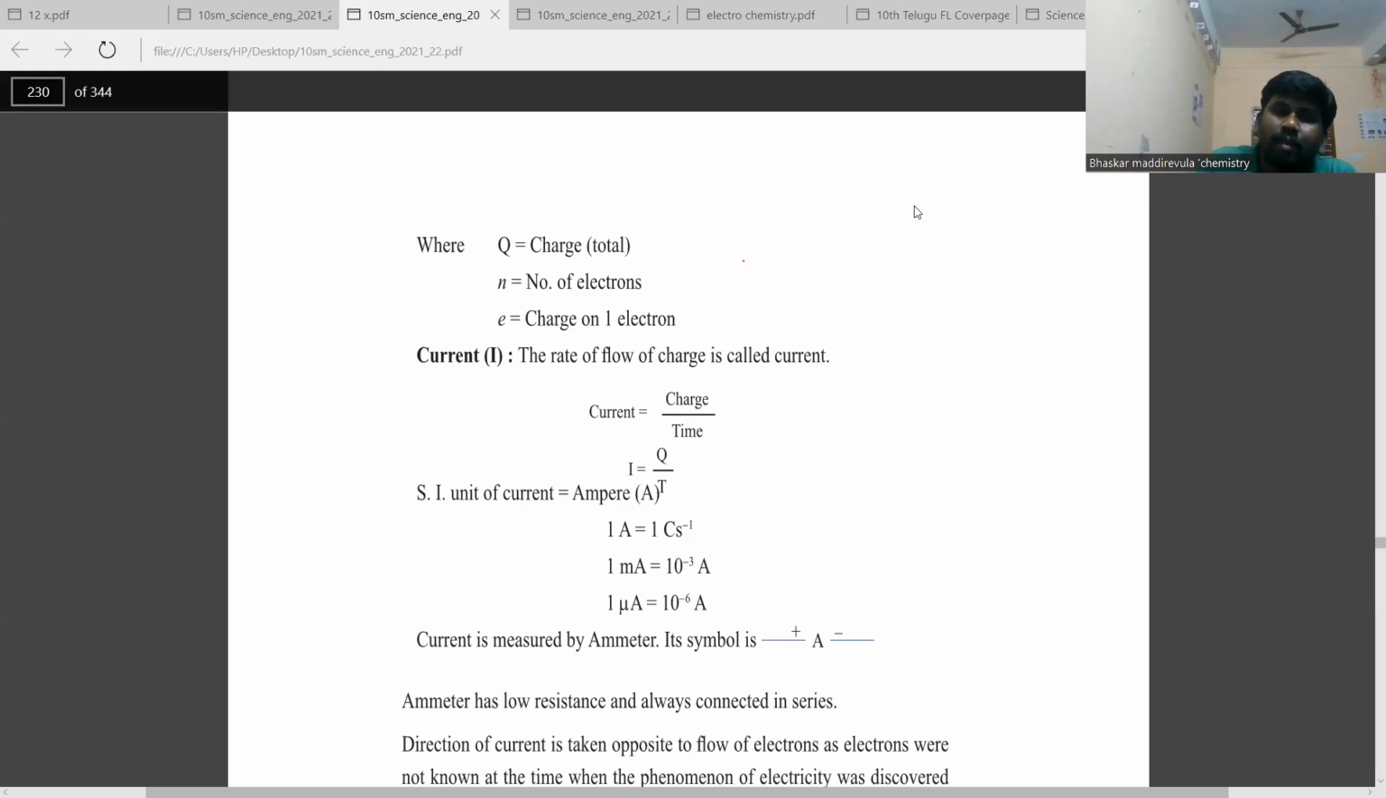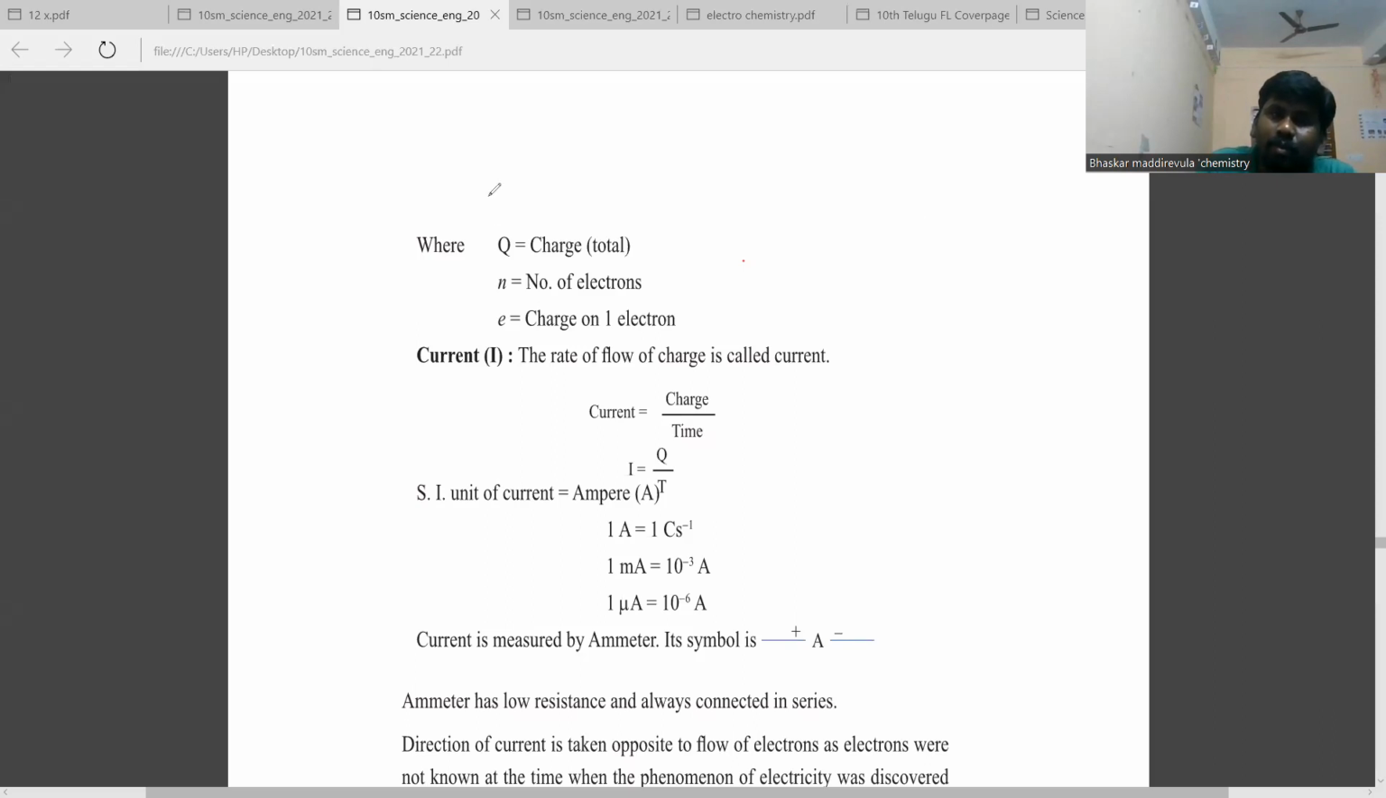Next, already we know Q equal to charge equal to N E, where Q is the total charge, N is the total number of electrons, and E is the charge of one electron. The charge of one electron equals 1.6 into 10 to the power of minus 19 coulomb. Now, we learned some information about charge. Next, current. Already we know what we call current.